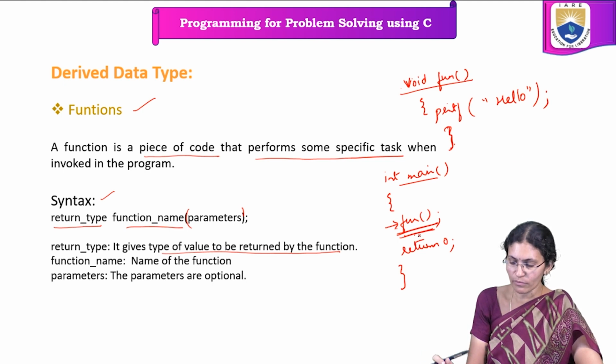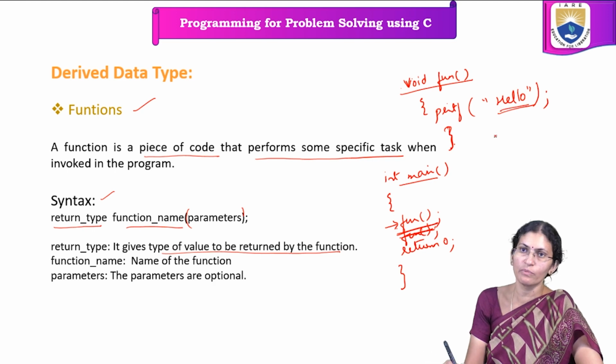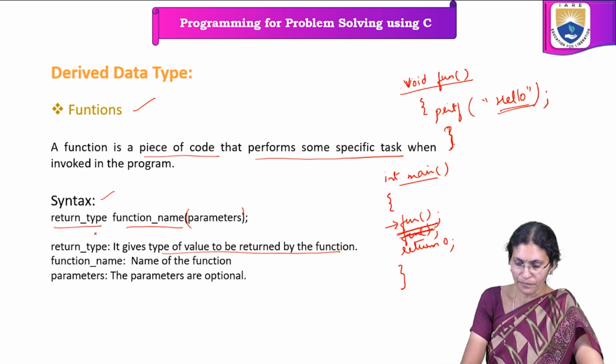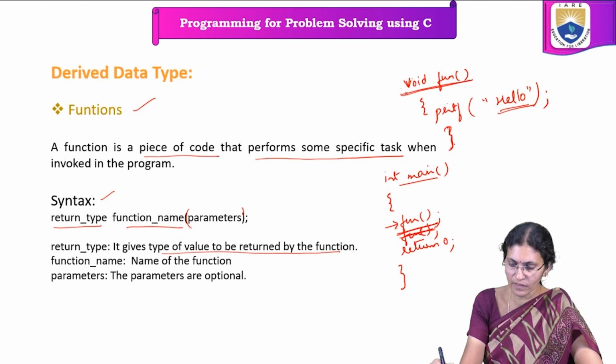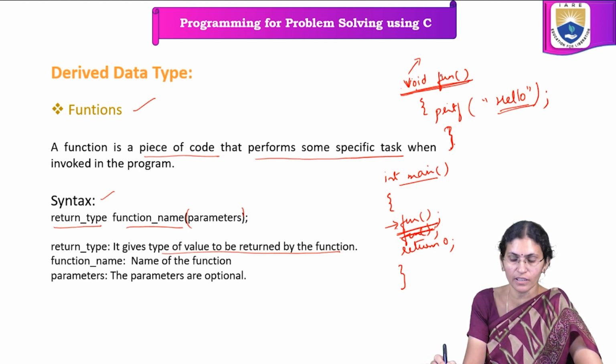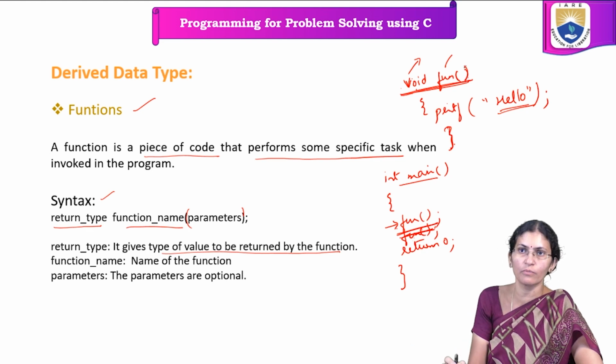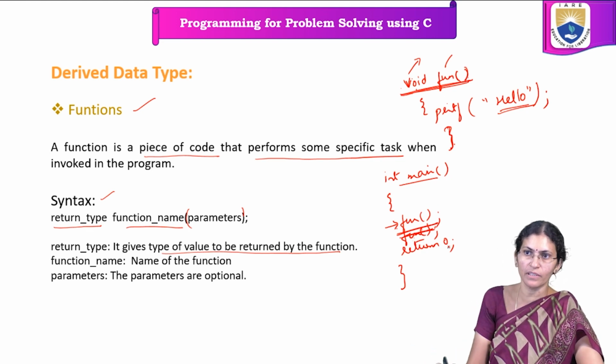If you run this program, you will get the output as hello. If you call the function one more time, the hello will be printed 2 times. In this way, this is the function definition. The return type of this function definition is void, which means it is not returning any value to the main function, the calling function. Then this is the function name, and then parameters. Parameters are optional, so we have not used any parameters here.